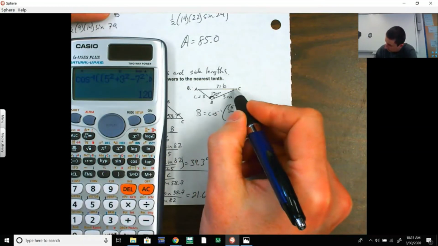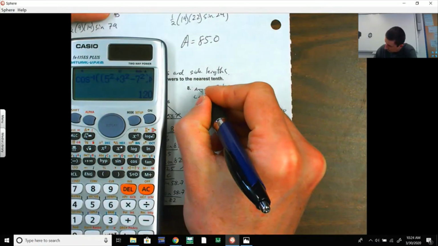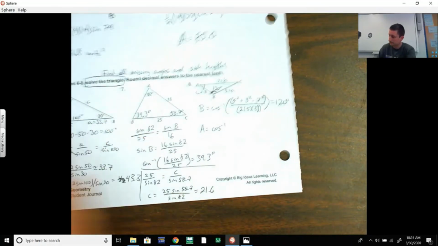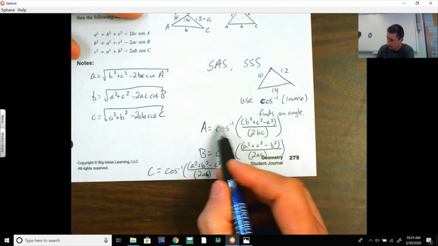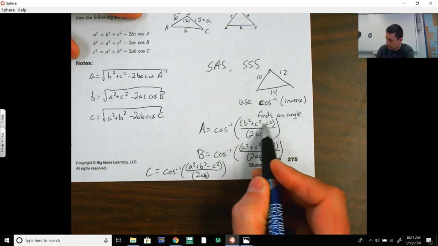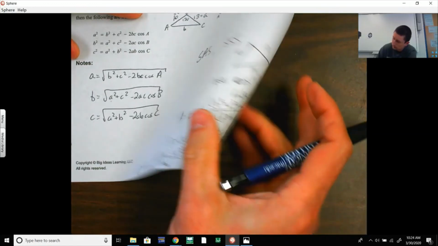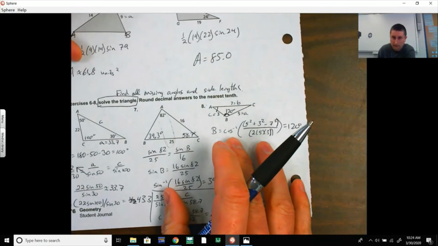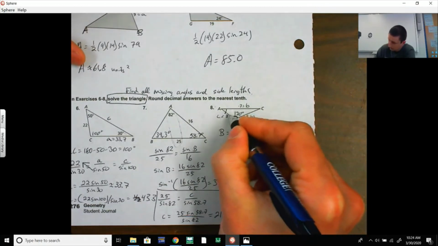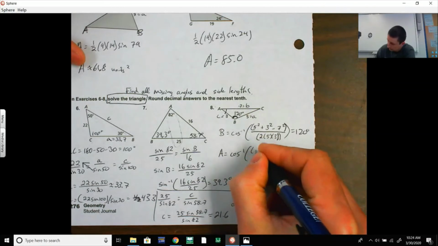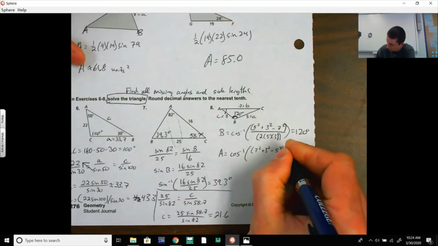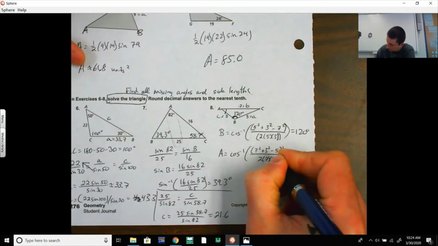Let's say I want to find angle A. If I'm looking for A, I have to do the inverse cosine. I'm going to start with the other two, B squared plus C squared minus A squared over 2BC. So B and C should be on either side of A. If I'm looking for this angle, I'm going to start with the two sides that make the angle. So parenthesis, 7 squared plus 3 squared minus 5 squared, all over 2 times 7 times 3.